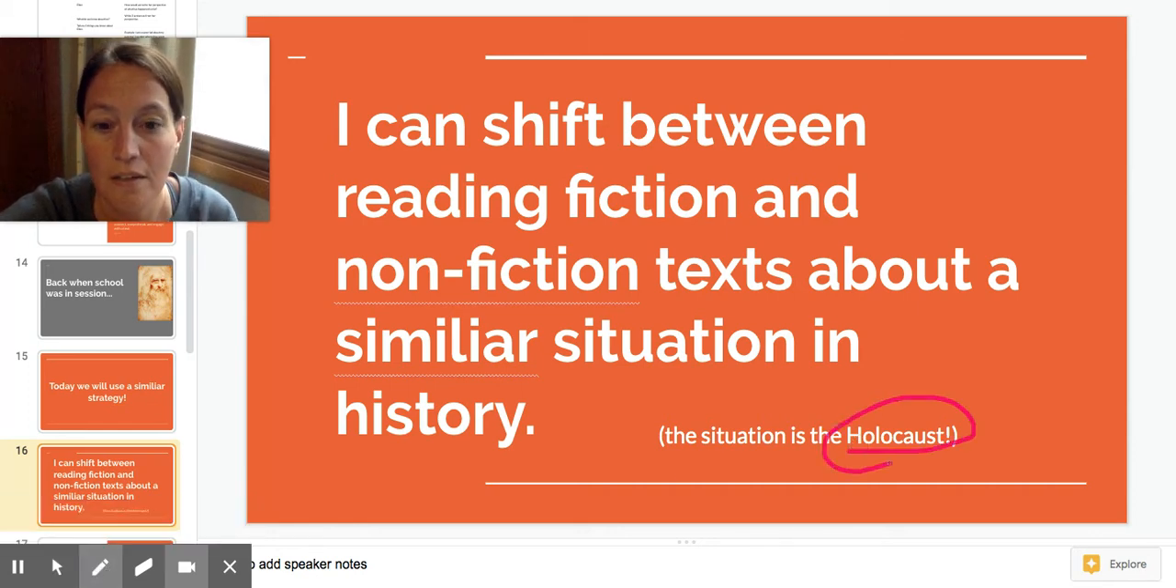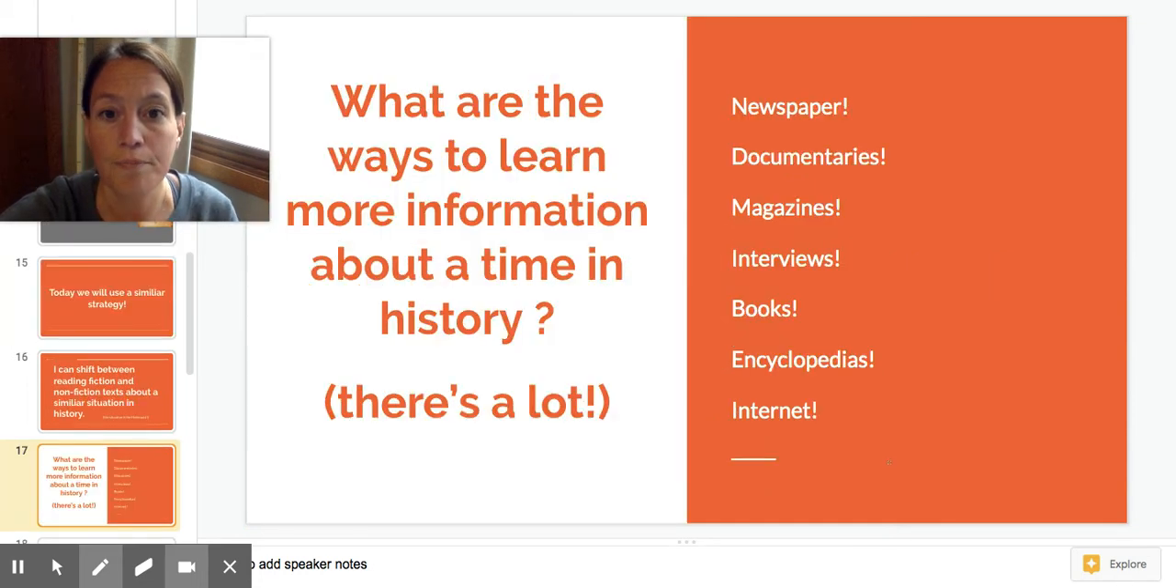So hopefully that makes sense to you, because in Number the Stars, we are reading about a girl, Anne Marie, but the umbrella of what's happening is World War II, but even more specifically, that the Holocaust is going on. And it's a really scary time for Jewish people because of what was happening with the Nazis. And so we are going to talk about what are ways that we could learn more information about a time or a situation in history. So in our case, how do we find out more about the Holocaust?